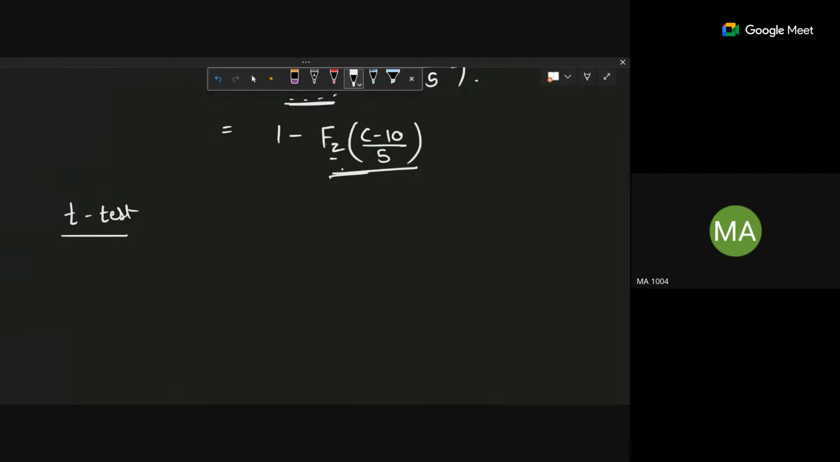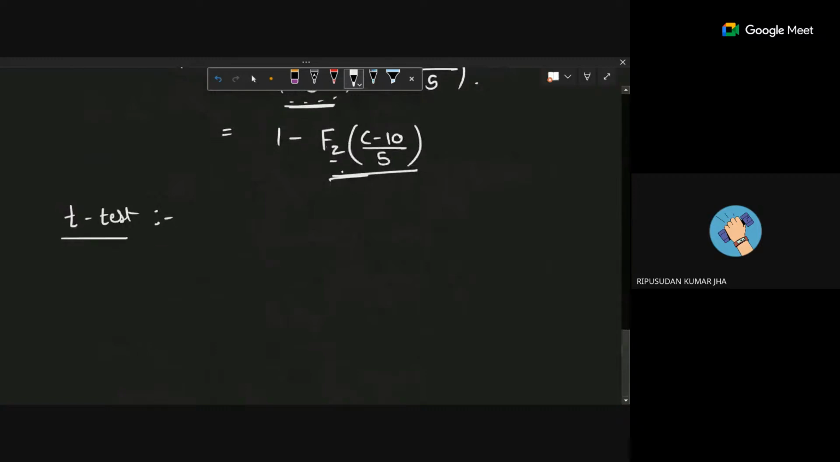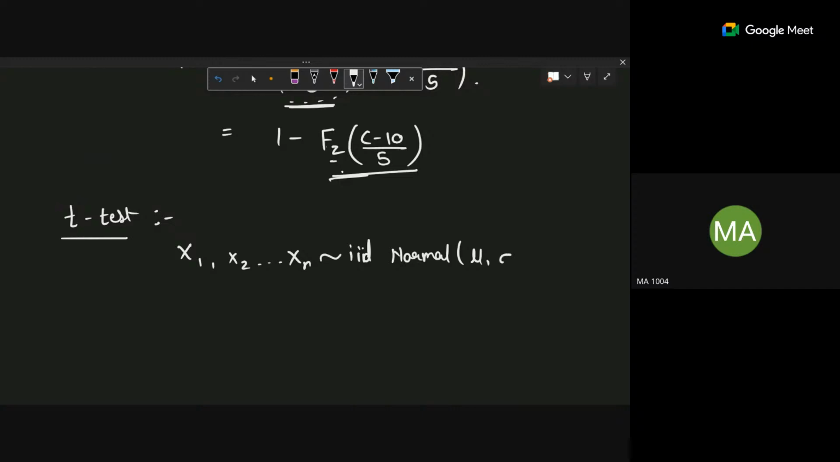So the T test. In the T test, there is only one difference as compared to the Z test. In the Z test, the variance was given to us, and here it is unknown. So let's say there are x1, x2 till xn, some random variables that are normally distributed, and identically and independently distributed. Here they are following some mean and variance, but the variance is unknown. In that case, we will use the t-test.